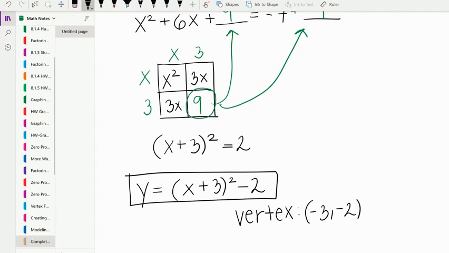So we will be spending one more day on this just because it's an important topic and it's kind of confusing. And we're going to actually teach you an alternative method if you don't like the box. So that's completing the square to put into vertex form.